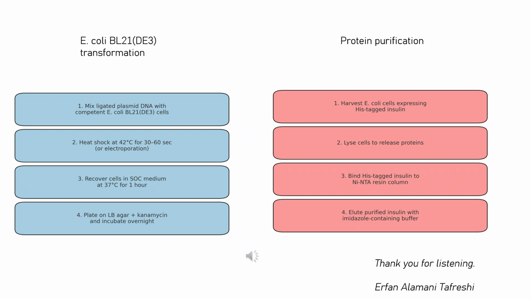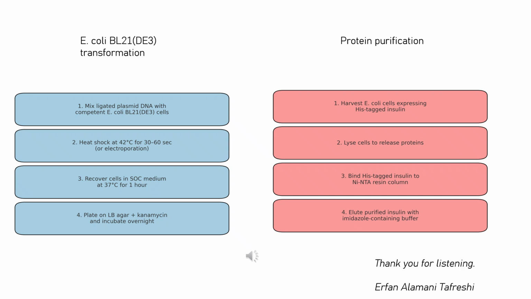So on the left, you see the transformation step. This is where I took my recombinant plasmid and introduced it into E. coli BL21 cells, which are designed for protein expression. And after heat shock and recovery, I plated the cells on kanamycin plates, so only the transformants would grow.